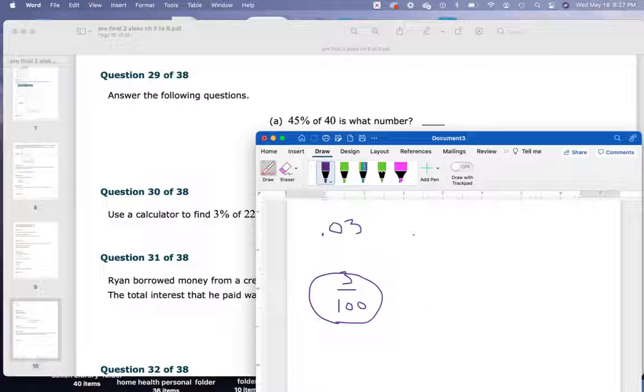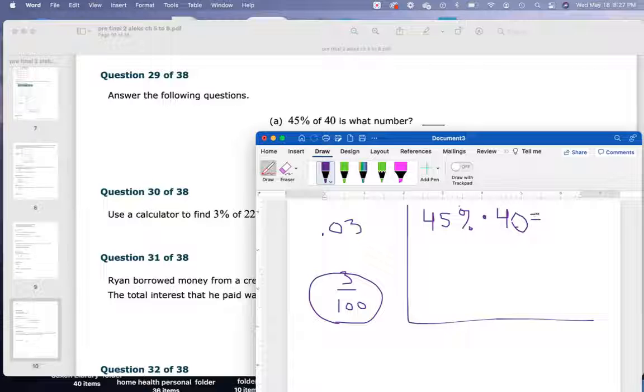45, let's see if I can get this. 45 is 45% of 40. Of means times, doesn't it? Times 40 will be our equal sign, is what number? We'll put an X.